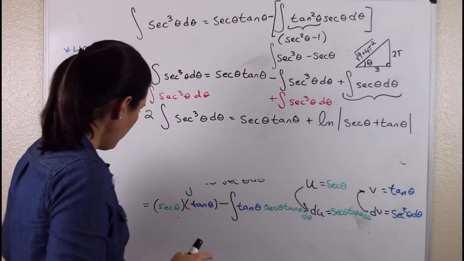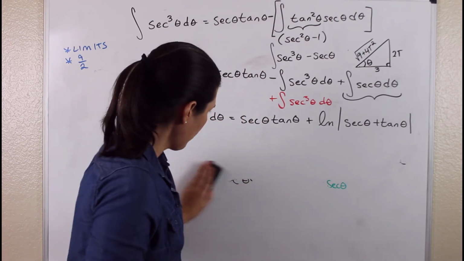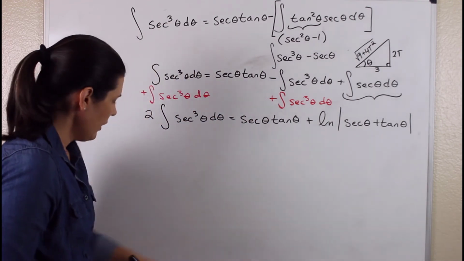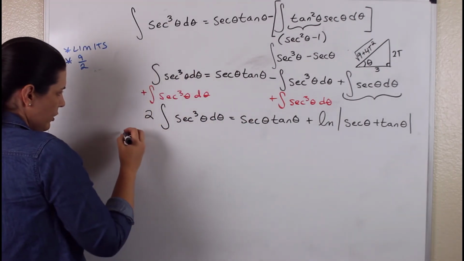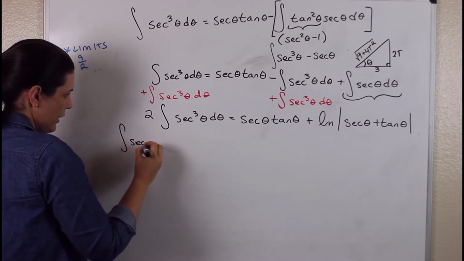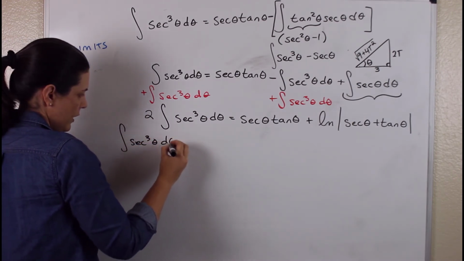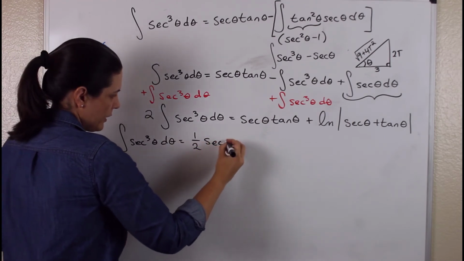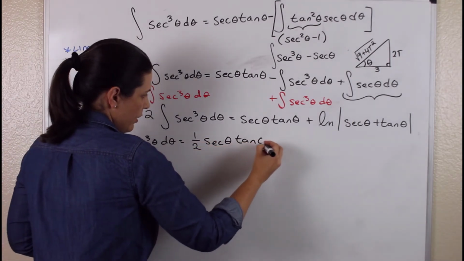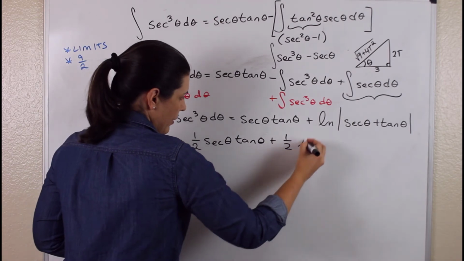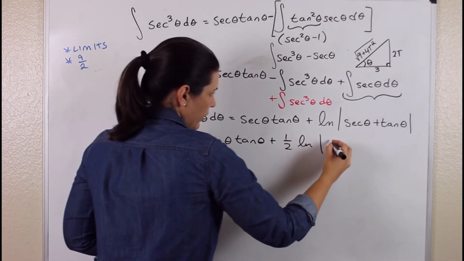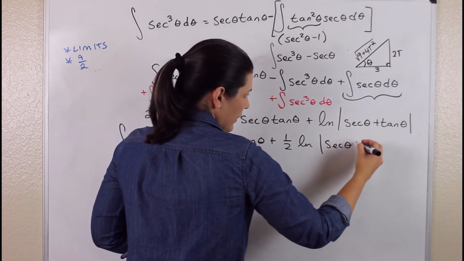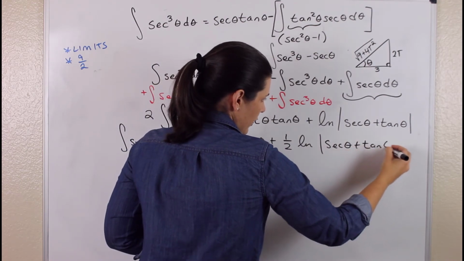Okay, so let's move this stuff. Let's divide out the 2 really quick. So I have the integral of secant cubed theta d theta. I'm dividing by 2. So that's 1/2 secant theta tangent theta plus 1/2 natural log of secant theta plus tangent theta.